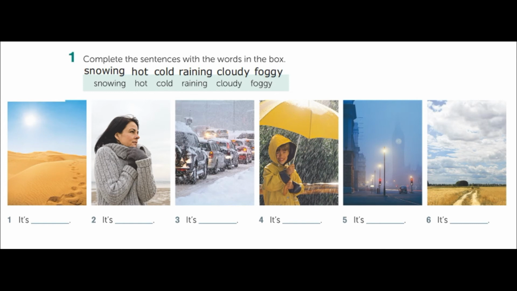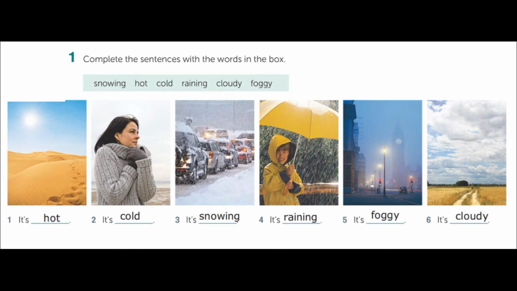Take a look at number five. Very typical in London, right? What is the weather like here in this picture? And number six, take a look at the sky. What can you say about the weather in this picture? Let's check the answers. Number one, it's hot. Take a look. It's a desert. The deserts are really hot, extremely hot. Number two, it's cold. Number three, it's too cold and it's snowing, right?